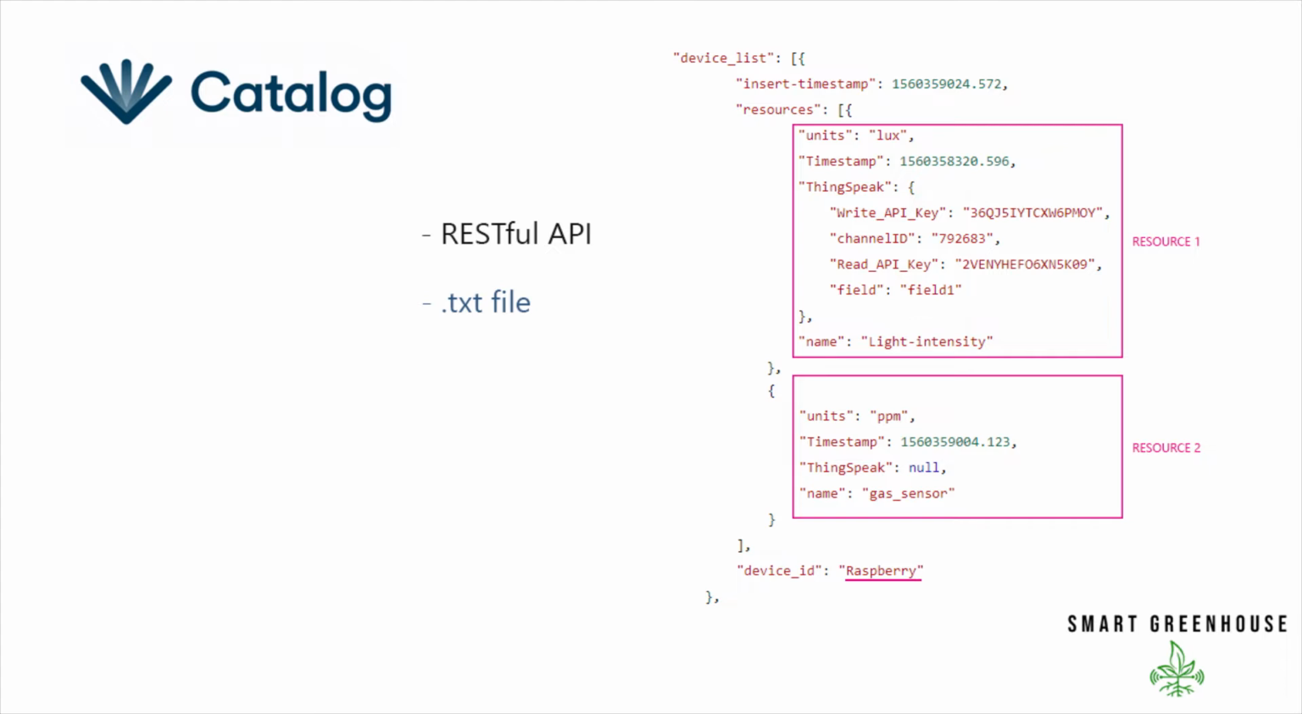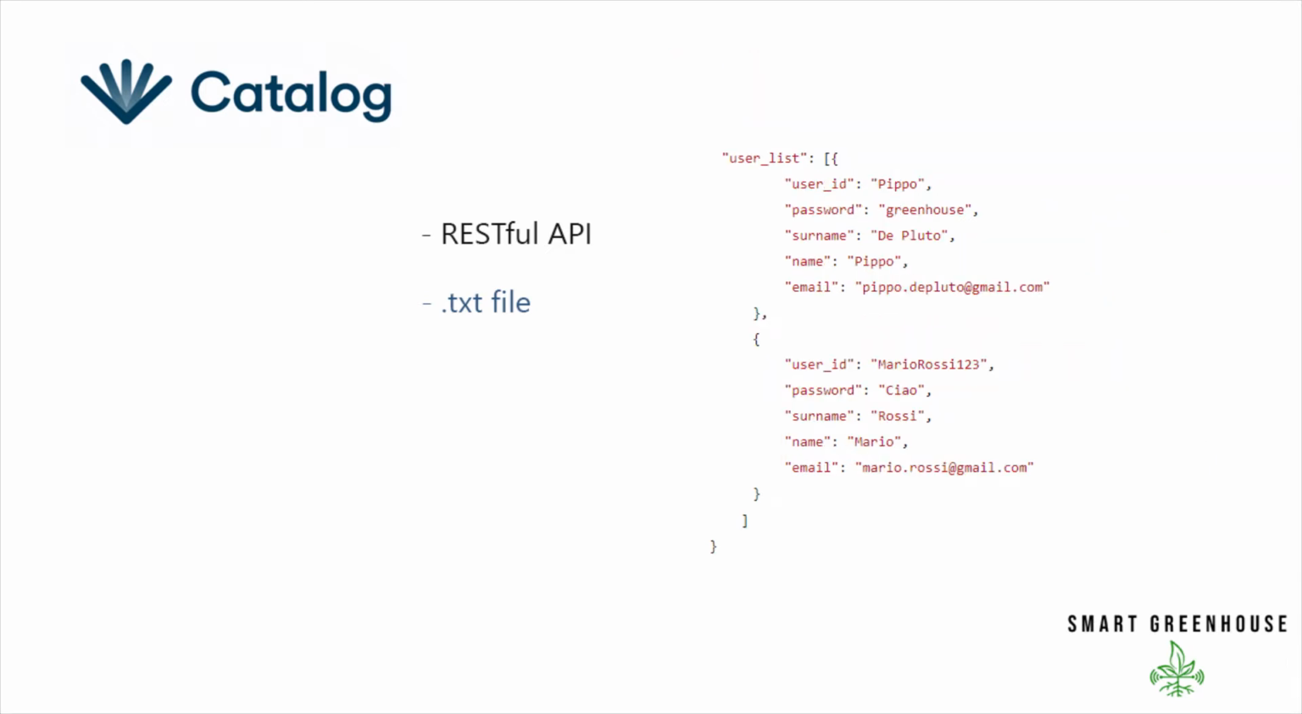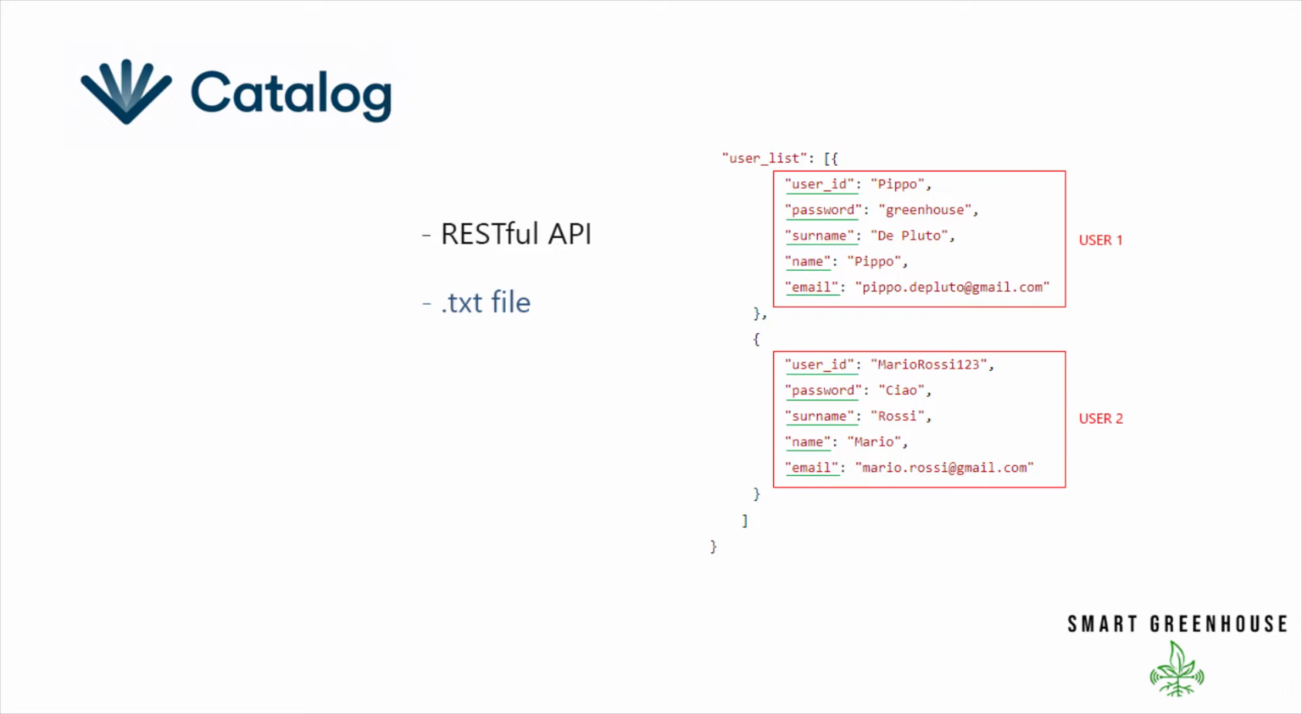To keep this list updated, showing only the active devices and resources, the catalog cleaner makes use of the timestamp. If the device or the resource has been posted more than 2 minutes before the check, then the catalog cleaner removes it from the list. The user list contains information about all the users registered to the application service.